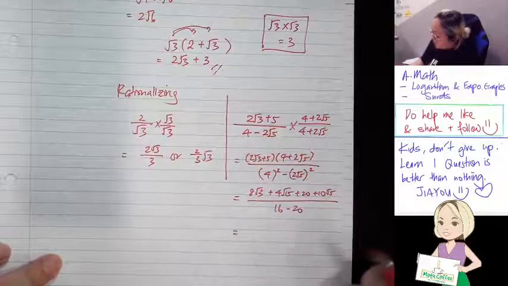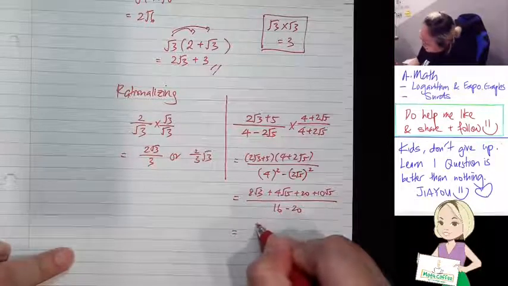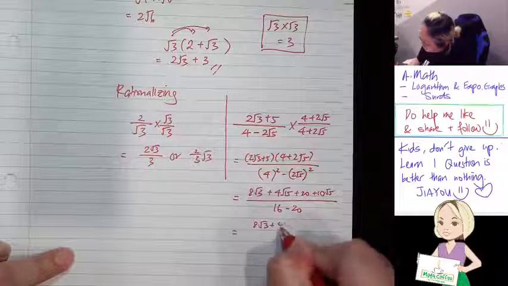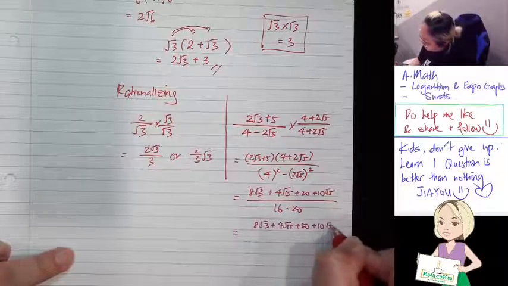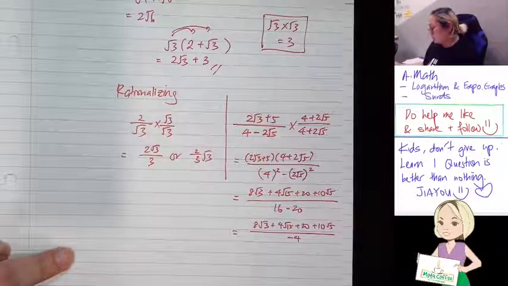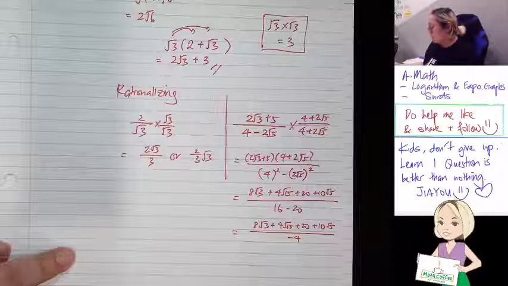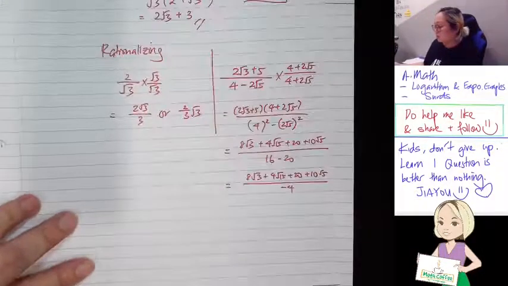So in the end, there's nothing I can simplify. They are all different. So 8 square root 3 plus 4 square root 15 plus 20 plus 10 square root 5 over negative 4. All of them cannot do it. But I can reduce them to the simplest form by taking out negative 2.